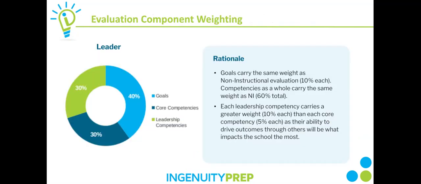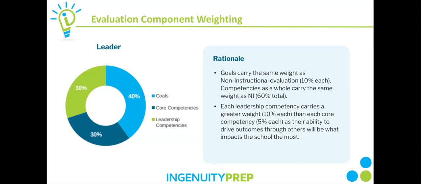Now let's look at how weighting works for leaders. Just like non-instructional staff, a leader's final score is made up of a goal and competency scores. Goals are worth 40%, the same as non-instructional staff members. Competencies as a whole are also still worth 60%. The difference is how that 60% is divided.